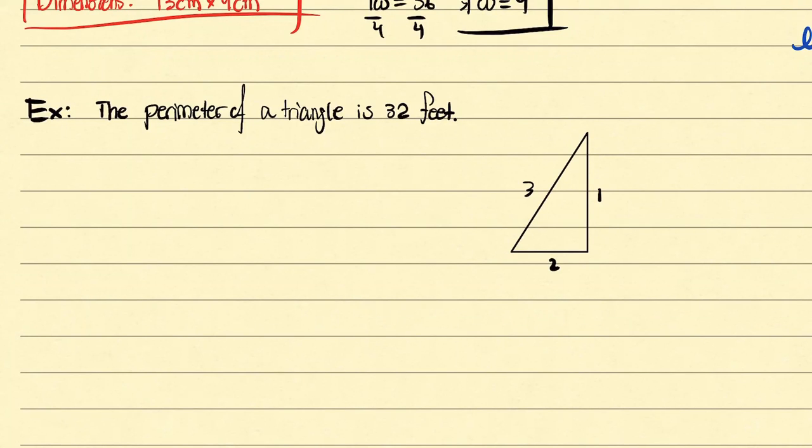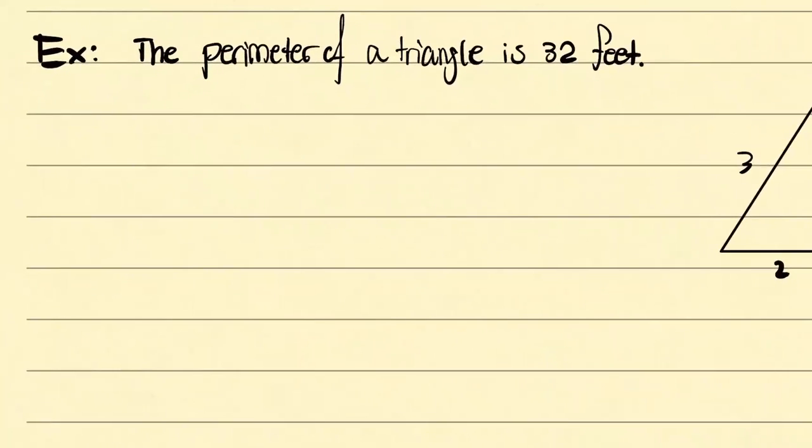It says one side of the triangle is 11 feet longer than the second side. The third side is 9 feet longer than the second side. So what I'm going to do is say one side that has length x.